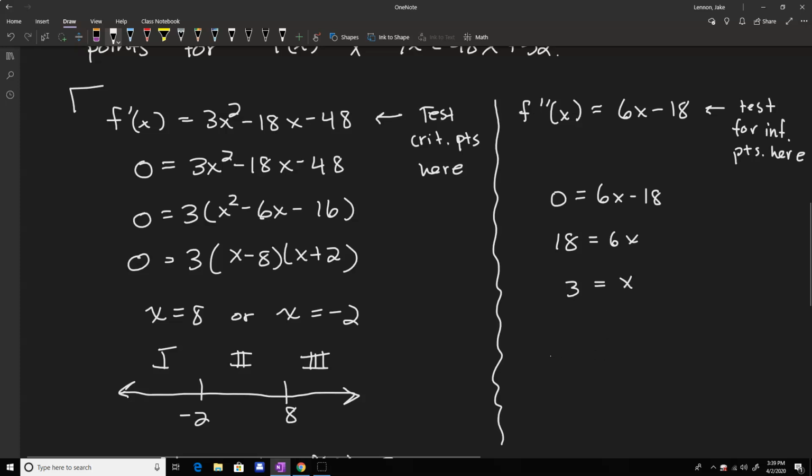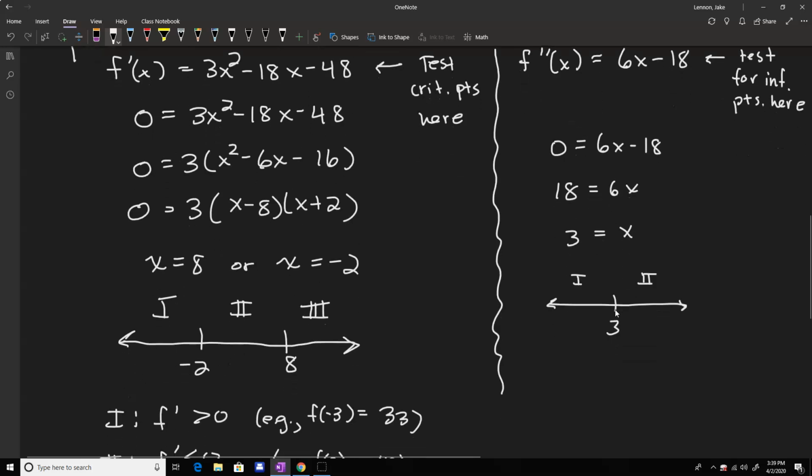So x equals 3. So now we have, again, a number line, but we're testing in the second derivative to see if things change signs here. And that will tell us whether or not indeed we have an inflection point. So in region 1, we could test, say, 0. So f double prime will end up being less than 0. E.g., f double prime of 0 is equal to minus 18.